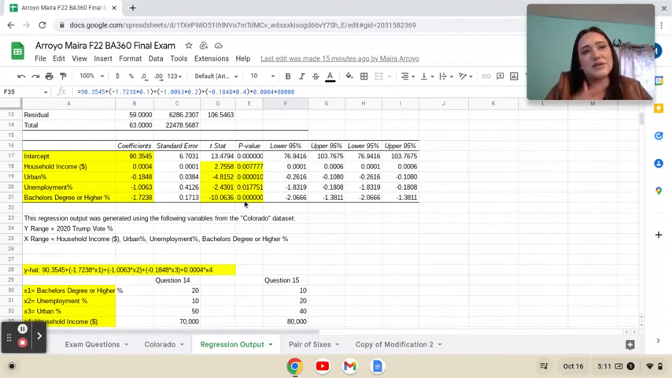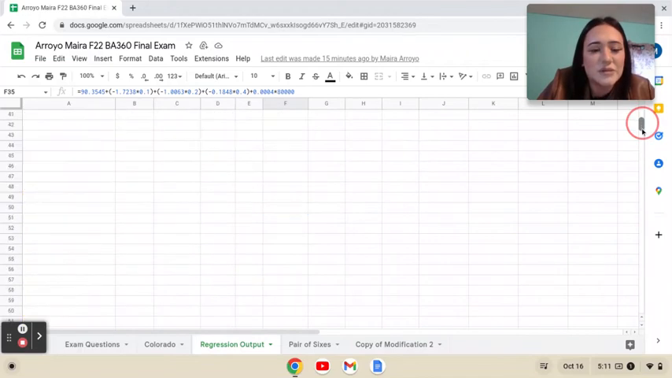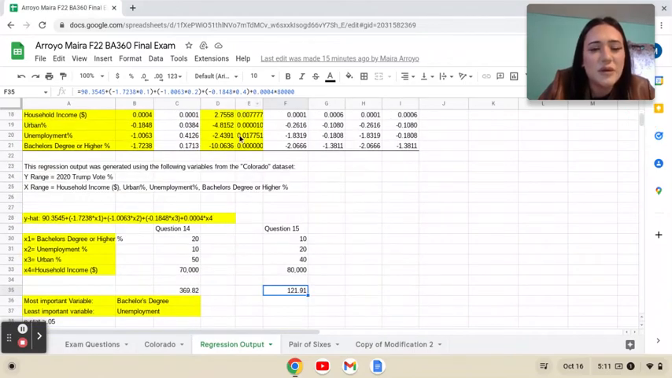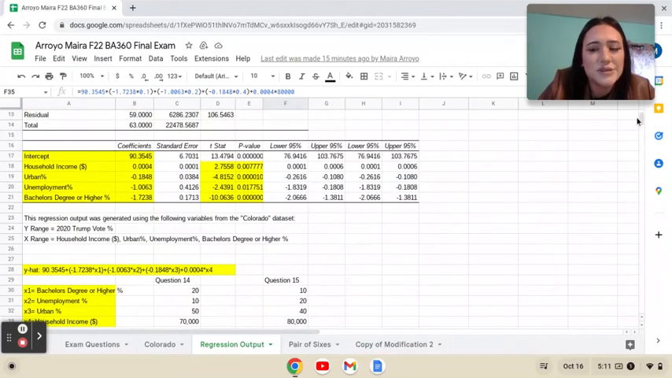As you can see in our scatter plot that we had done previously in Colorado, the bachelor degree actually swayed a lot of the information. So that's why I chose it to be the most important variable. Our least important variable is unemployment, just because that p-value is 0.01, which, out of all these, is the closest to the 0.05. So if you change unemployment, it doesn't really sway the data as much as the bachelor degree.